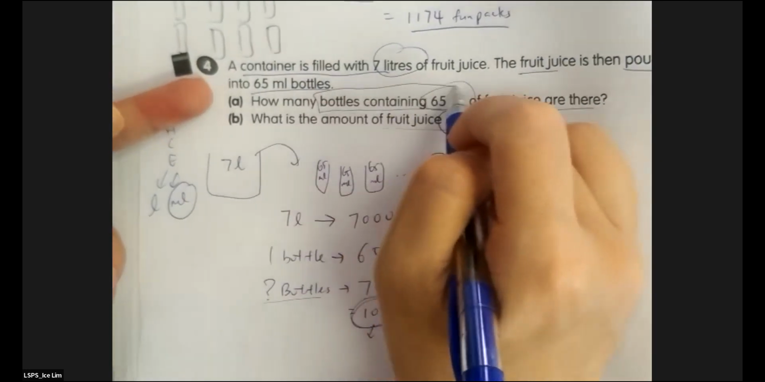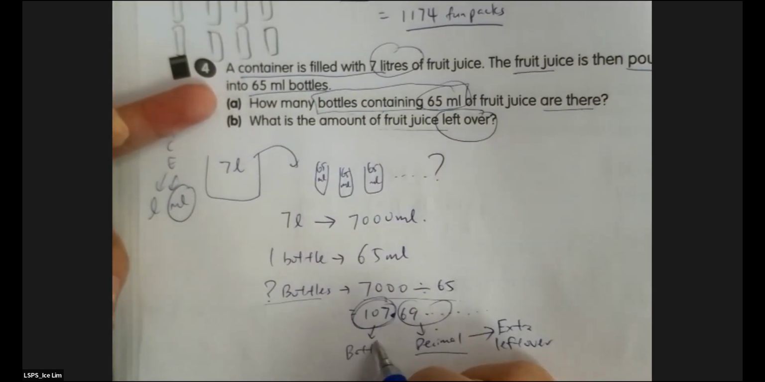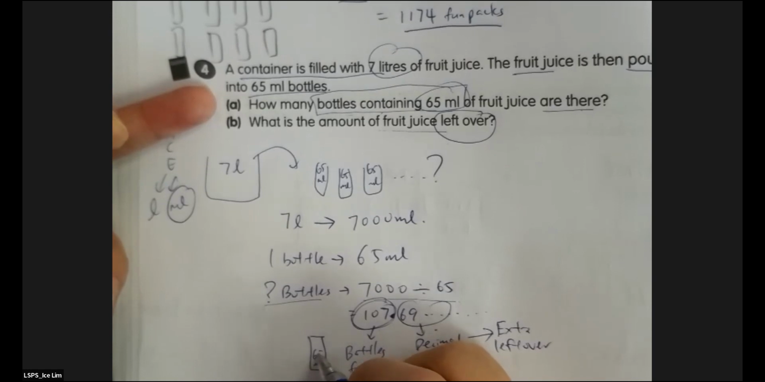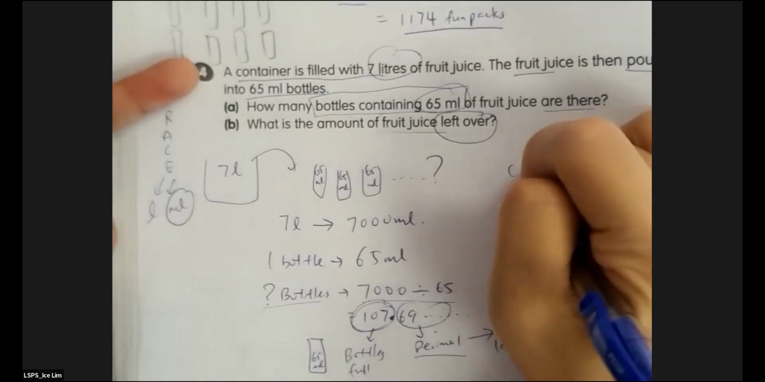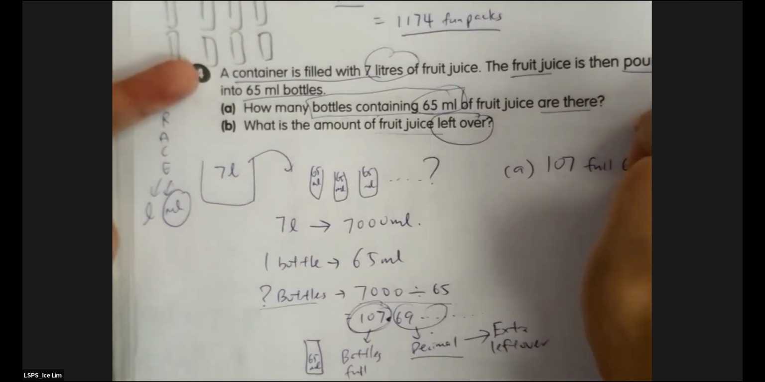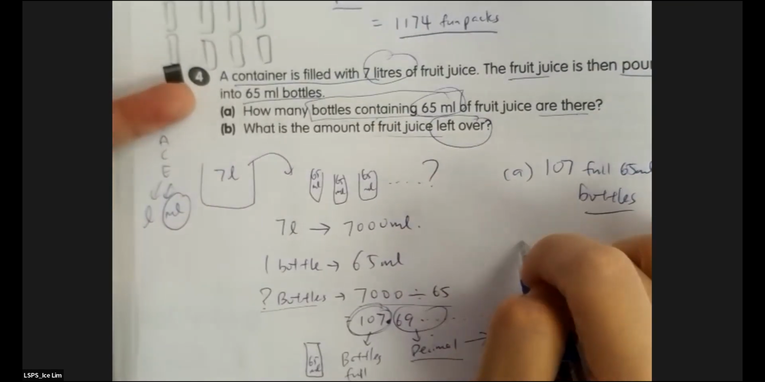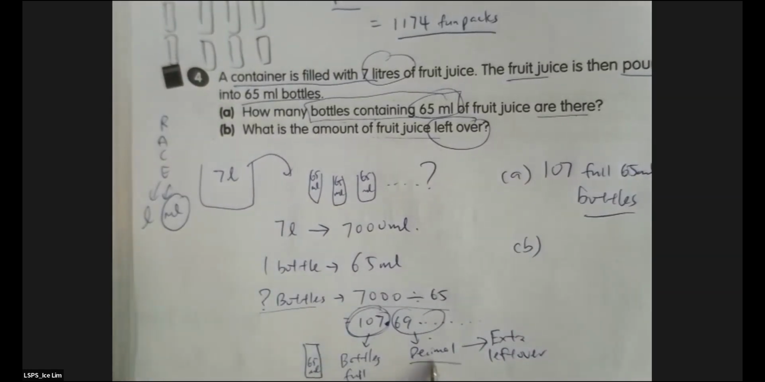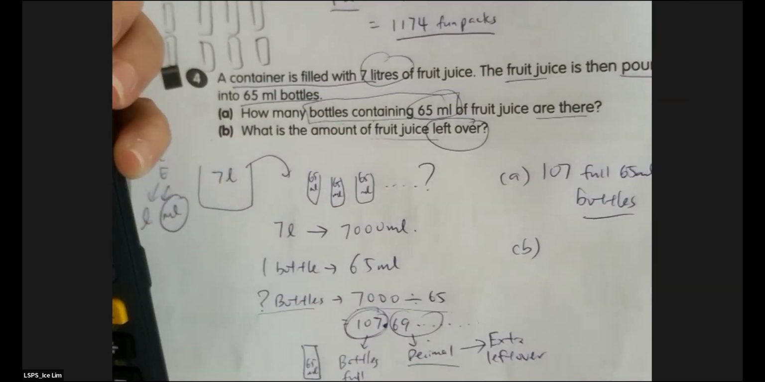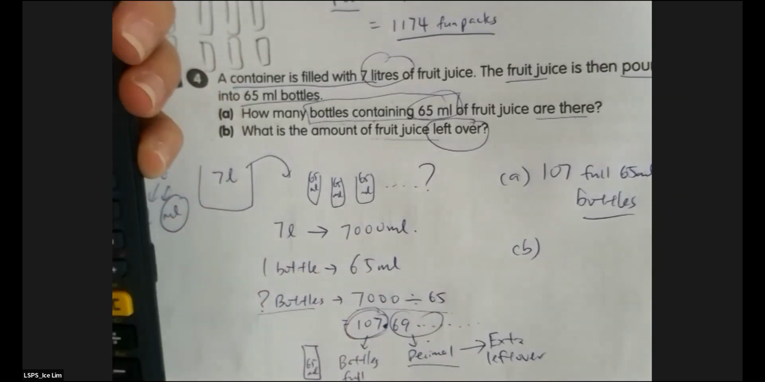What about this? The amount of bottles that is completely full, that are full up to 65 milliliters. So A, I have 107 full 65 milliliter bottles. Okay, then there is extra. Fair enough, I have the decimal here. But this decimal so much, how can I find? I cannot round it. I need an accurate answer.